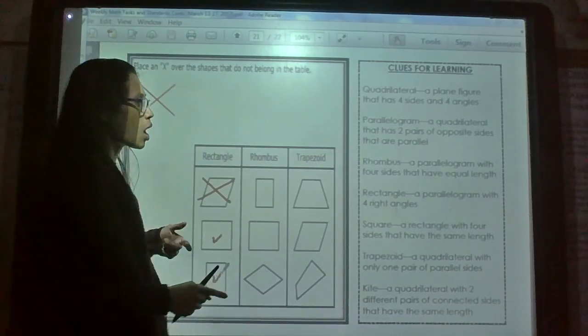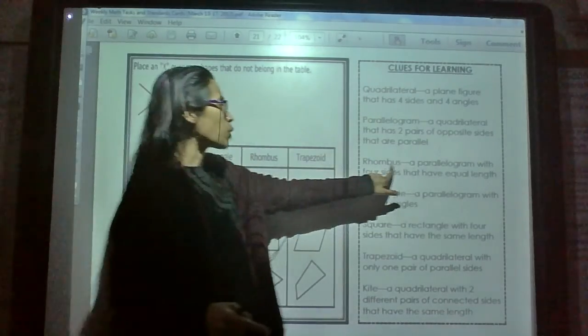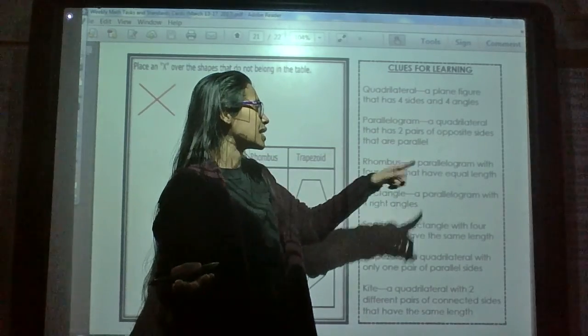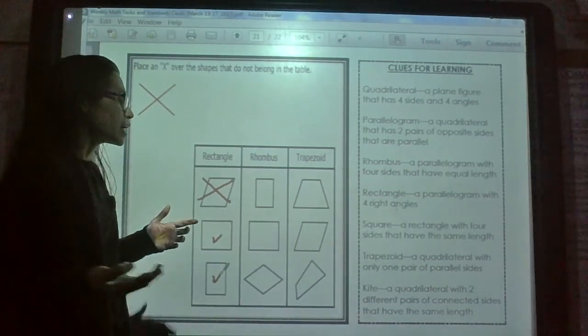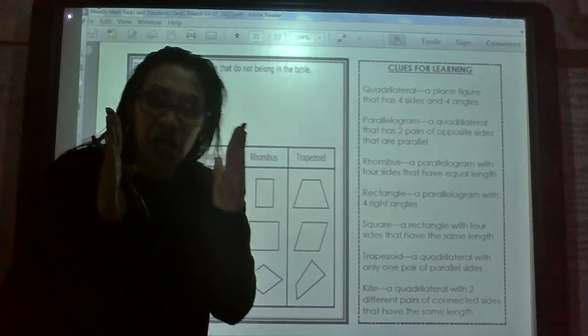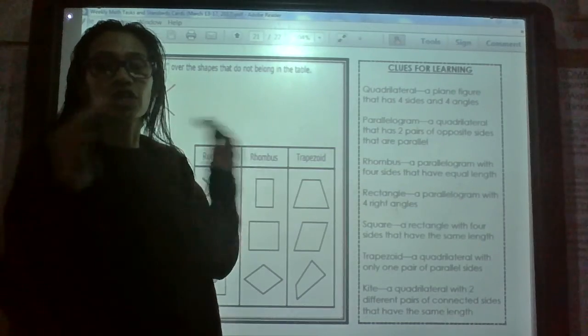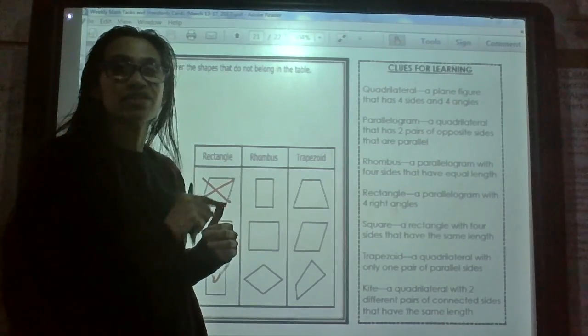Rhombus. Let's see what a rhombus is. Rhombus right here. A rhombus is a parallelogram, so we know what that is, with 4 sides that have equal length. All right? So parallelogram, parallel, parallel, and the 4 sides are equal to each other. Okay? All the lengths of all the sides are equal.